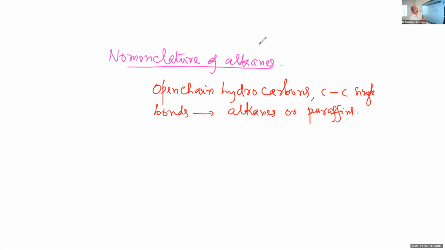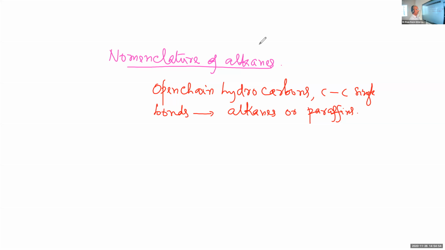Open chain compounds are called aliphatic compounds. So, open chain or aliphatic hydrocarbons with carbon-carbon single bonds, that means saturated, are called alkanes. We know the general formula CnH2n+2, which we'll study later.